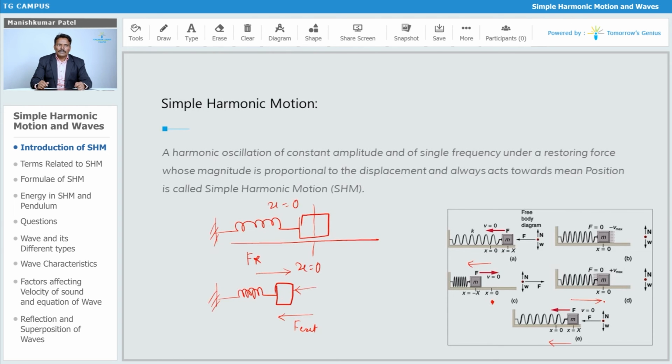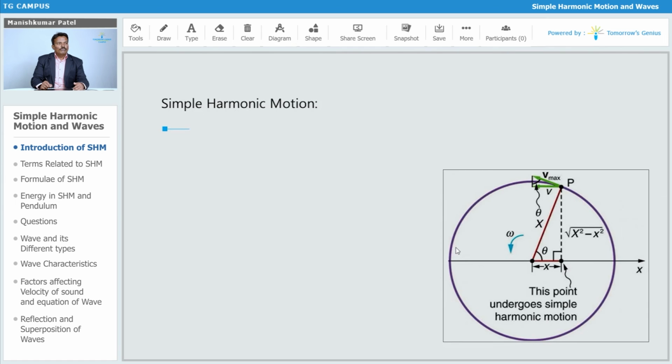So for this particular case, the direction of the external force and the restoring force are opposite to each other, or you can say the restoring force is always directed towards the mean position. Now we will see how we can represent simple harmonic motion with the help of uniform circular motion as well.